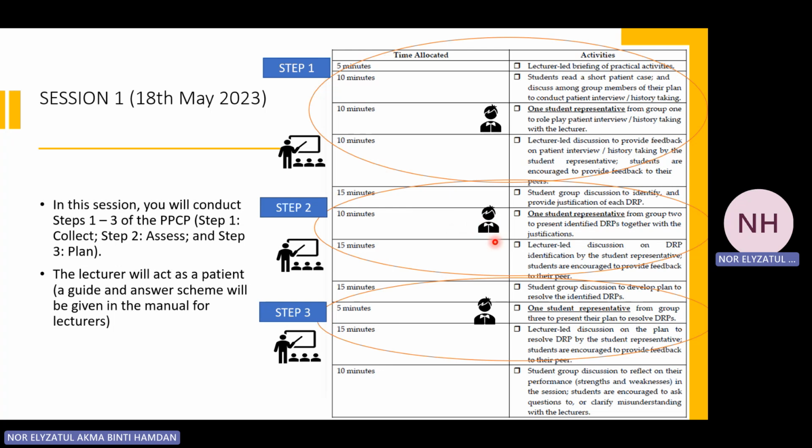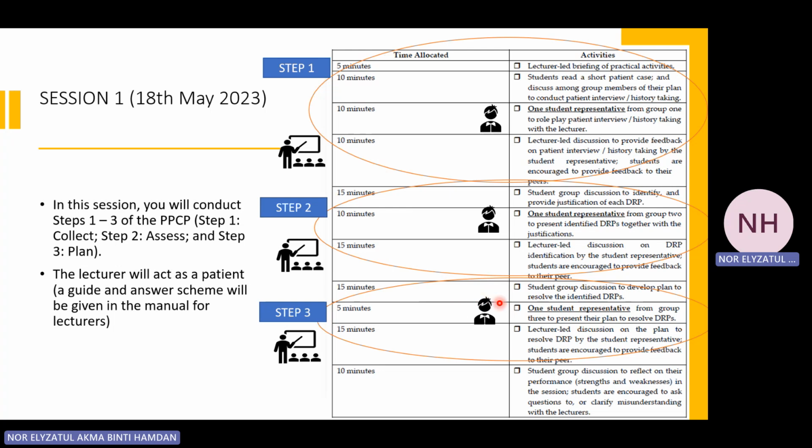Then after the presentations, the lecturer will carry out another discussion on the DRP identification. Okay, next is step 3. After you have identified the DRP and justification, step 3 is plan.